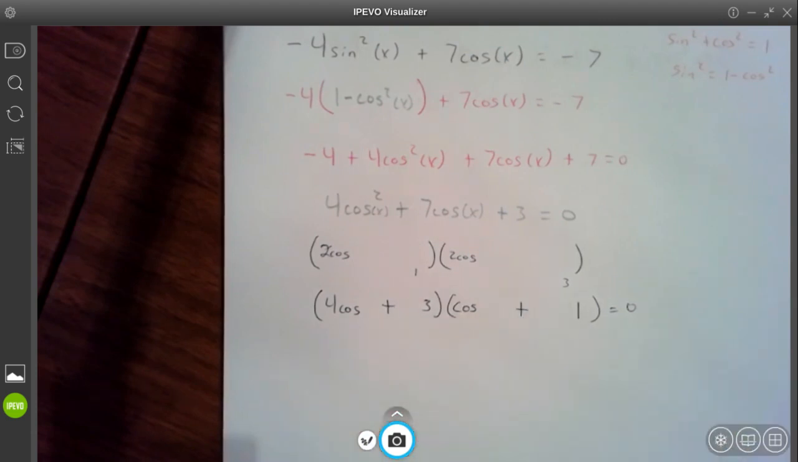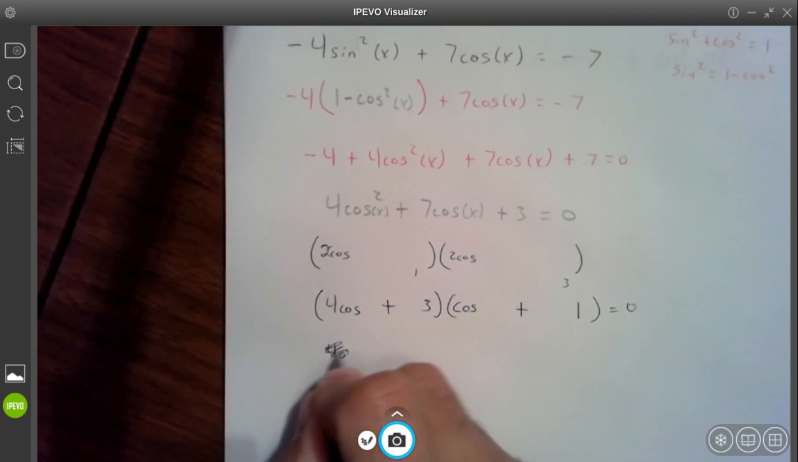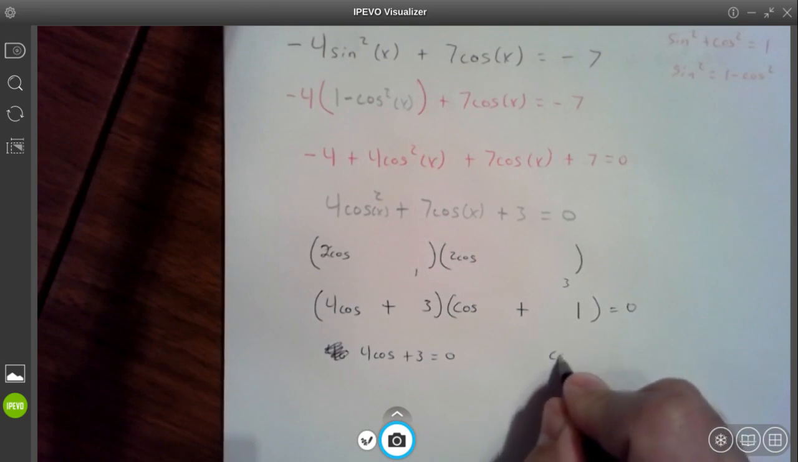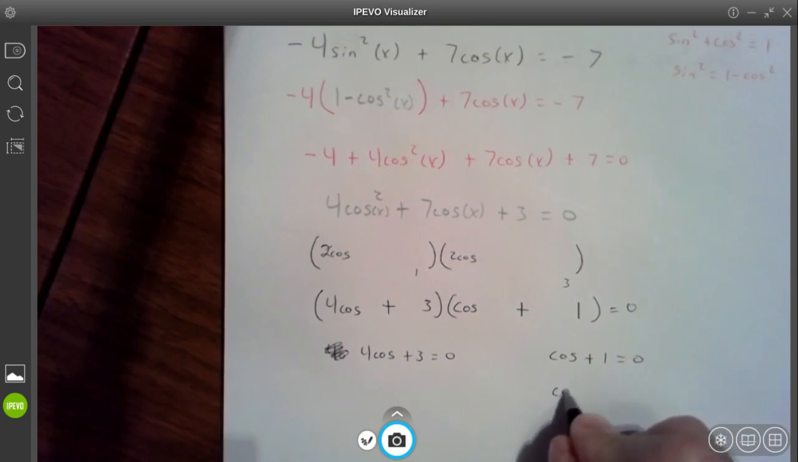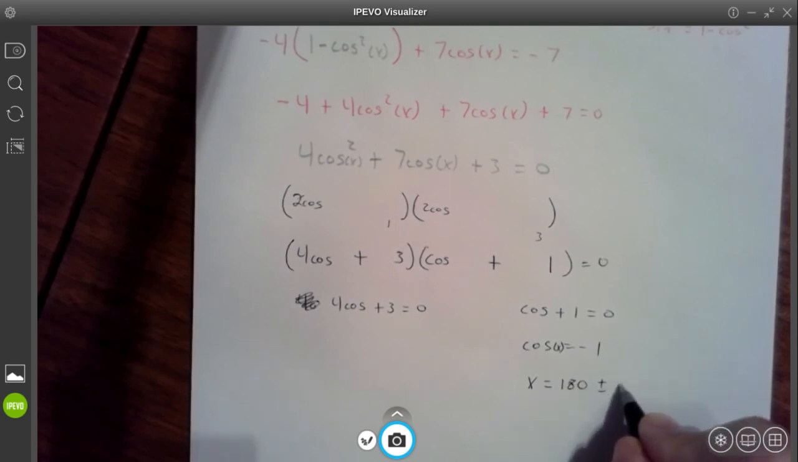Everything's plus signs, making it easy on us. All right, now we can set each of these factors equal to 0 and solve. So we're going to have 4 cosine plus 3 is equal to 0. And we're going to have cosine plus 1 equal to 0. Take care of the easy one first. There's only one x value where cosine is equal to -1. What is it? It is at the 180 degree mark. So some of our answers are going to be 180 plus 360n.